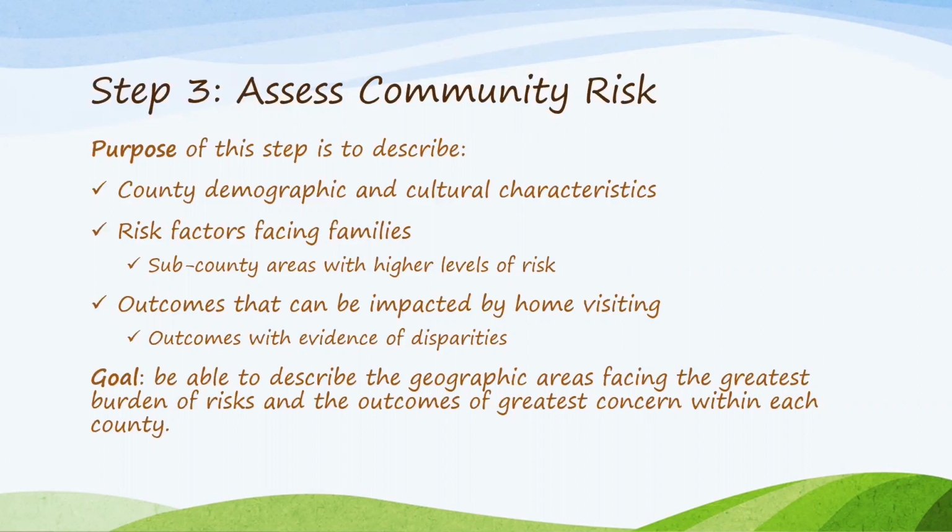The second type of data you will explore are data about community risk. These data tell you about the types of challenges families face within your community. It will be especially important to understand where in the community these risks are greatest. The third type of data you will explore are data about outcomes, and specifically outcomes that can be impacted by home visiting. As you review data about outcomes, you will want to explore disparities or differences between population groups in specific outcomes.